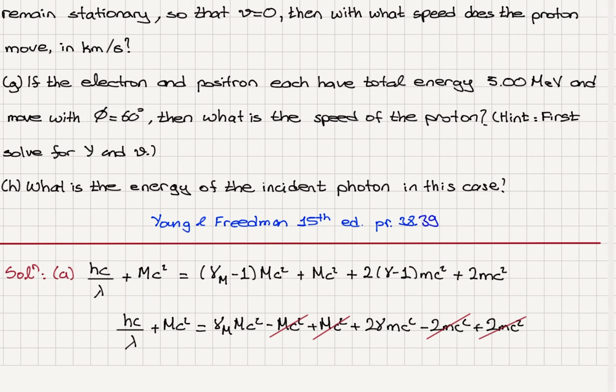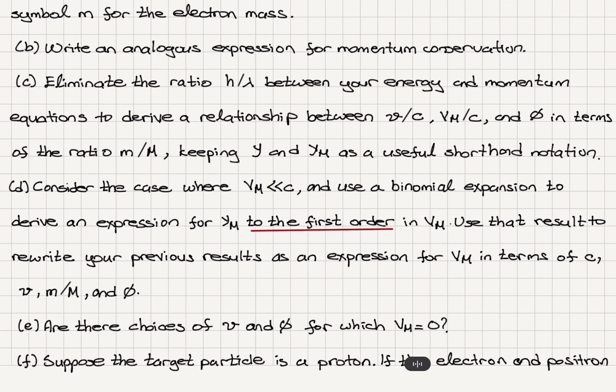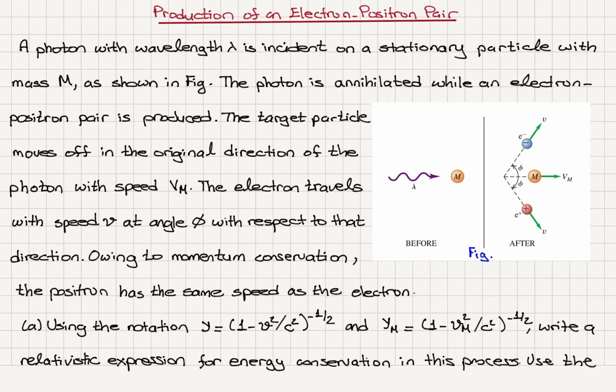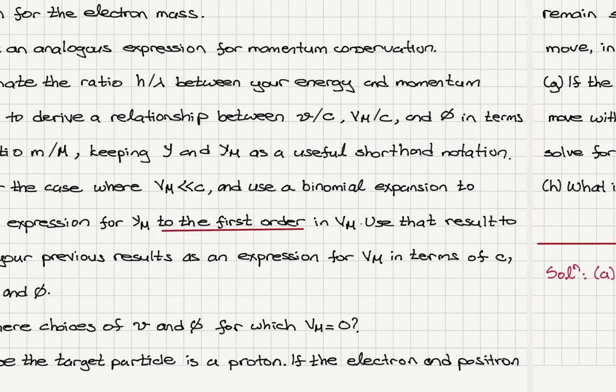Now, let's move on to part E of the problem. Are there choices of V and phi for which V capital M is zero? That is to say, is it possible that this particle stays stationary after this scattering event when the electron-positron pair is produced?